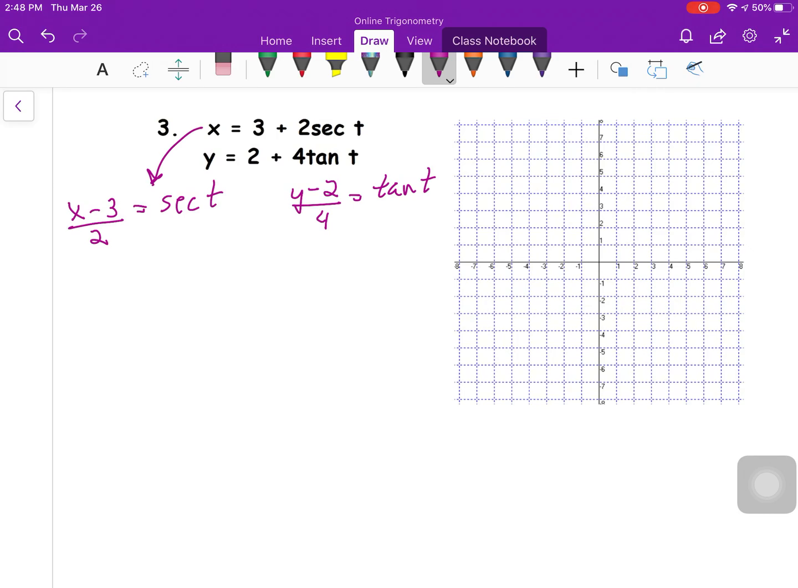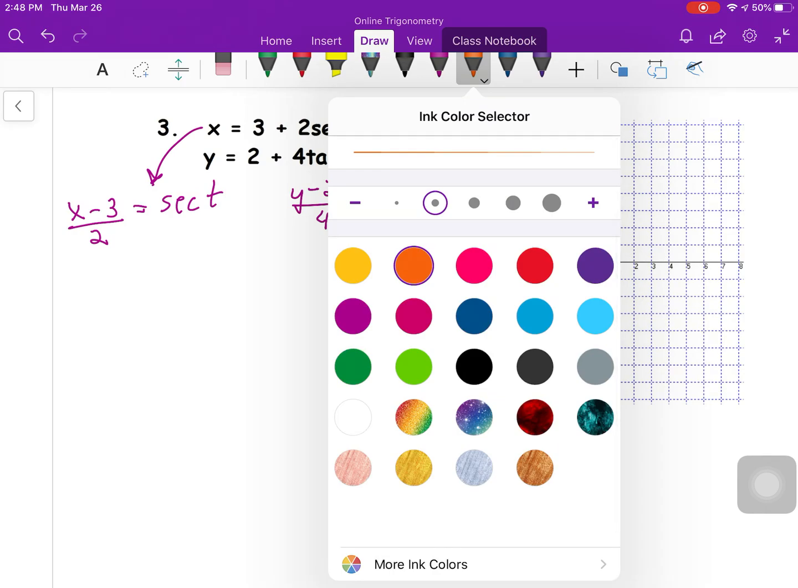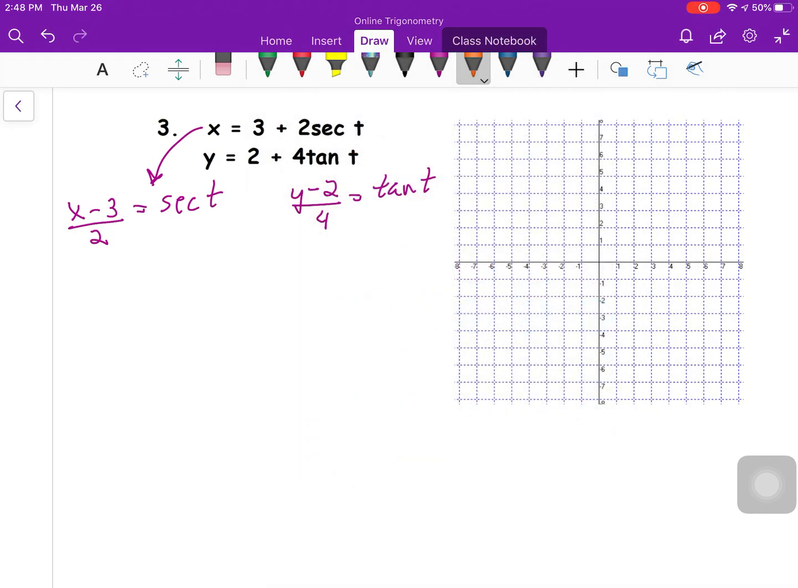Now, as you can see, we're not going to be able to use the same Pythagorean identity here. And that's because we don't have sine and cosine. We're actually going to use the Pythagorean identity that looks like this when we first saw it. It is 1 plus tangent squared of theta equals secant squared of theta. But we're going to move the tangent squared over. And that's going to give us secant squared t minus tangent squared t equals 1.